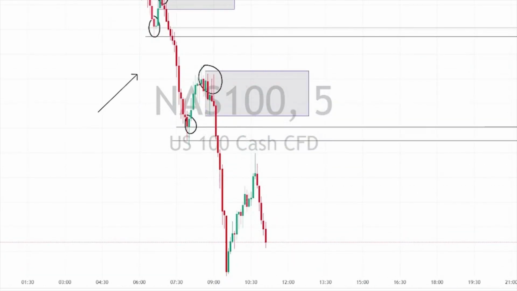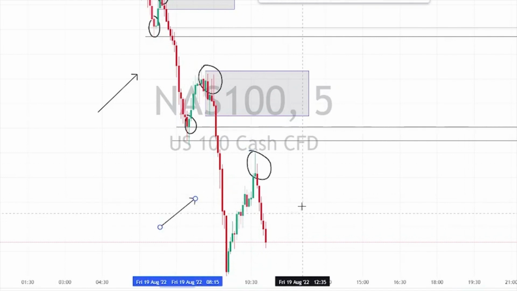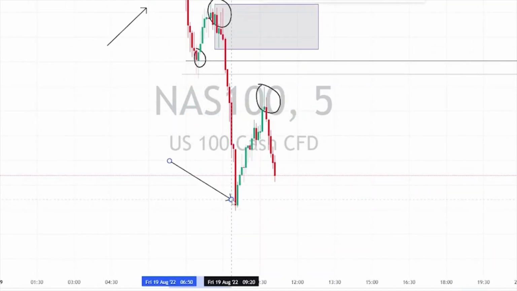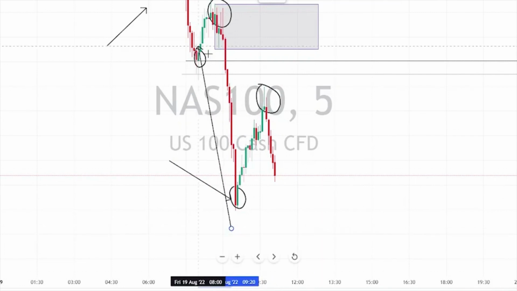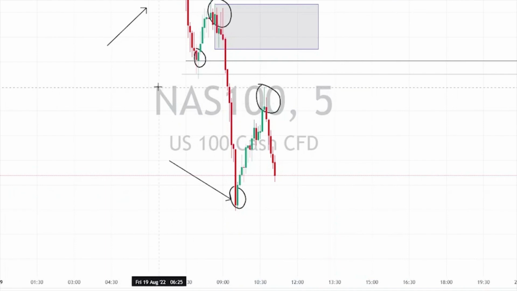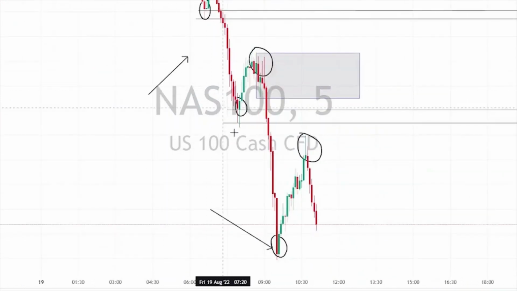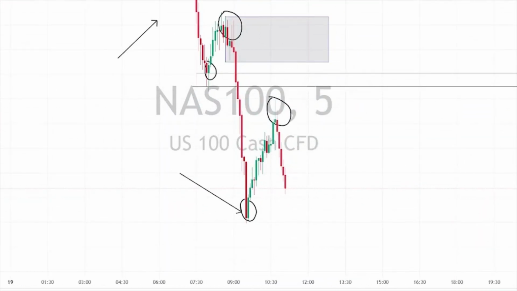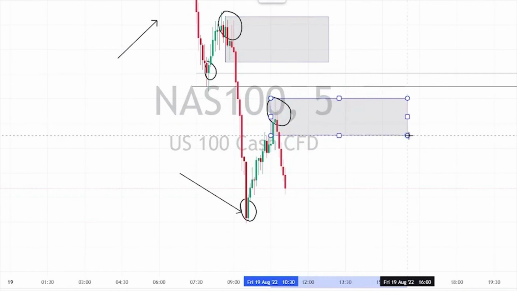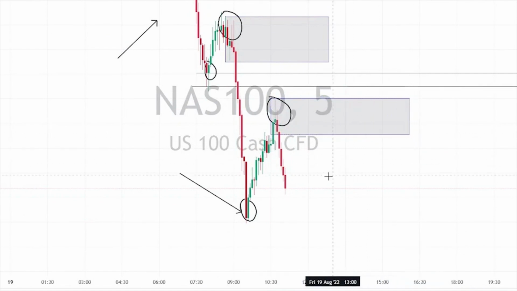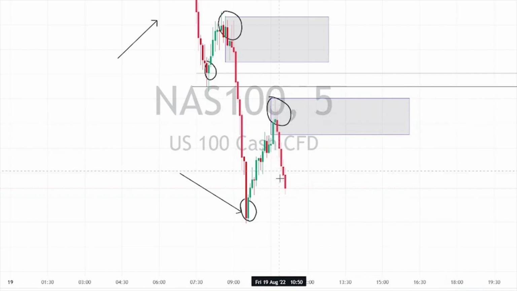We're still making a lower high and a lower low. So clearly we're still in a downtrend. The market is still dropping. We're still making lower highs and lower lows. You can see now we have another supply. The last up candle before the drop.